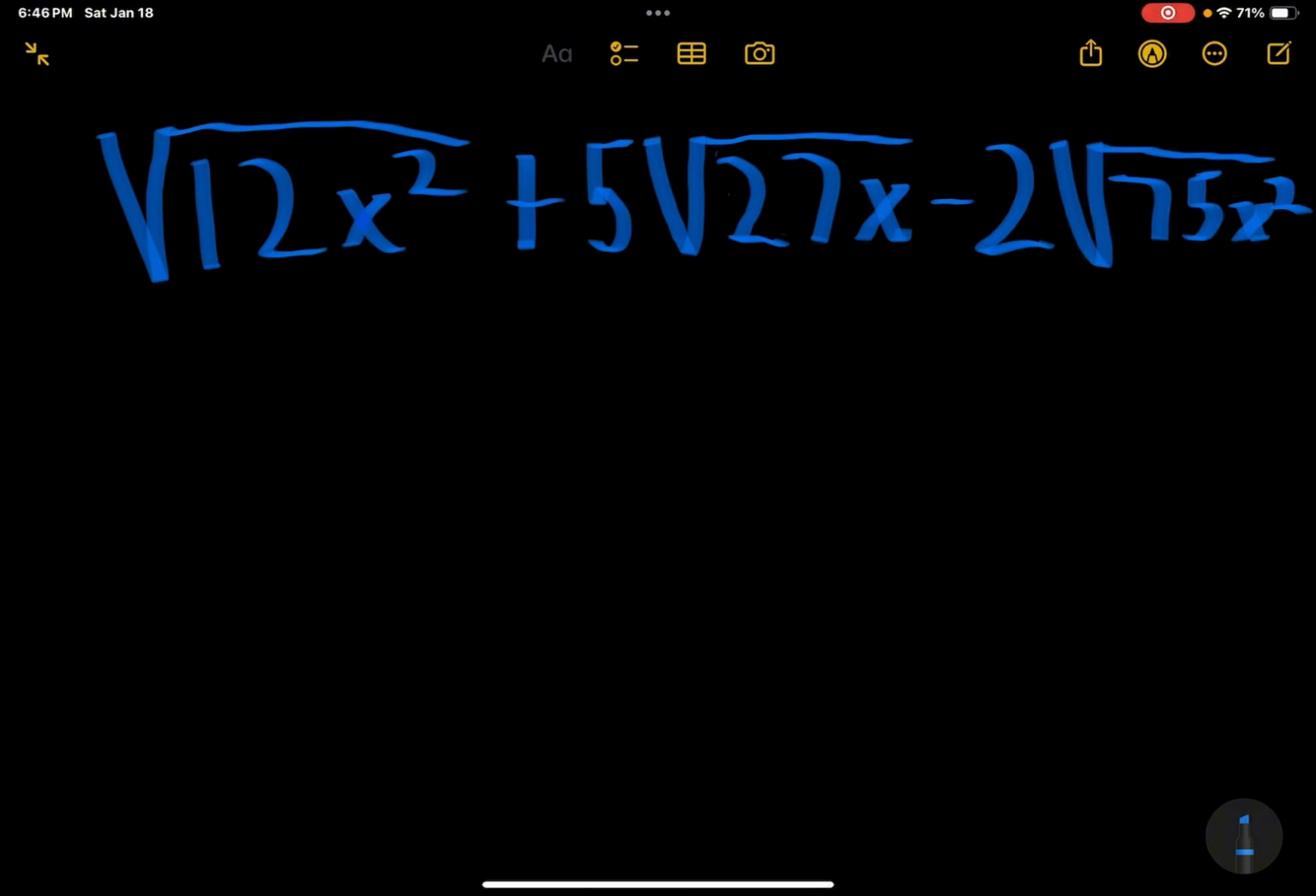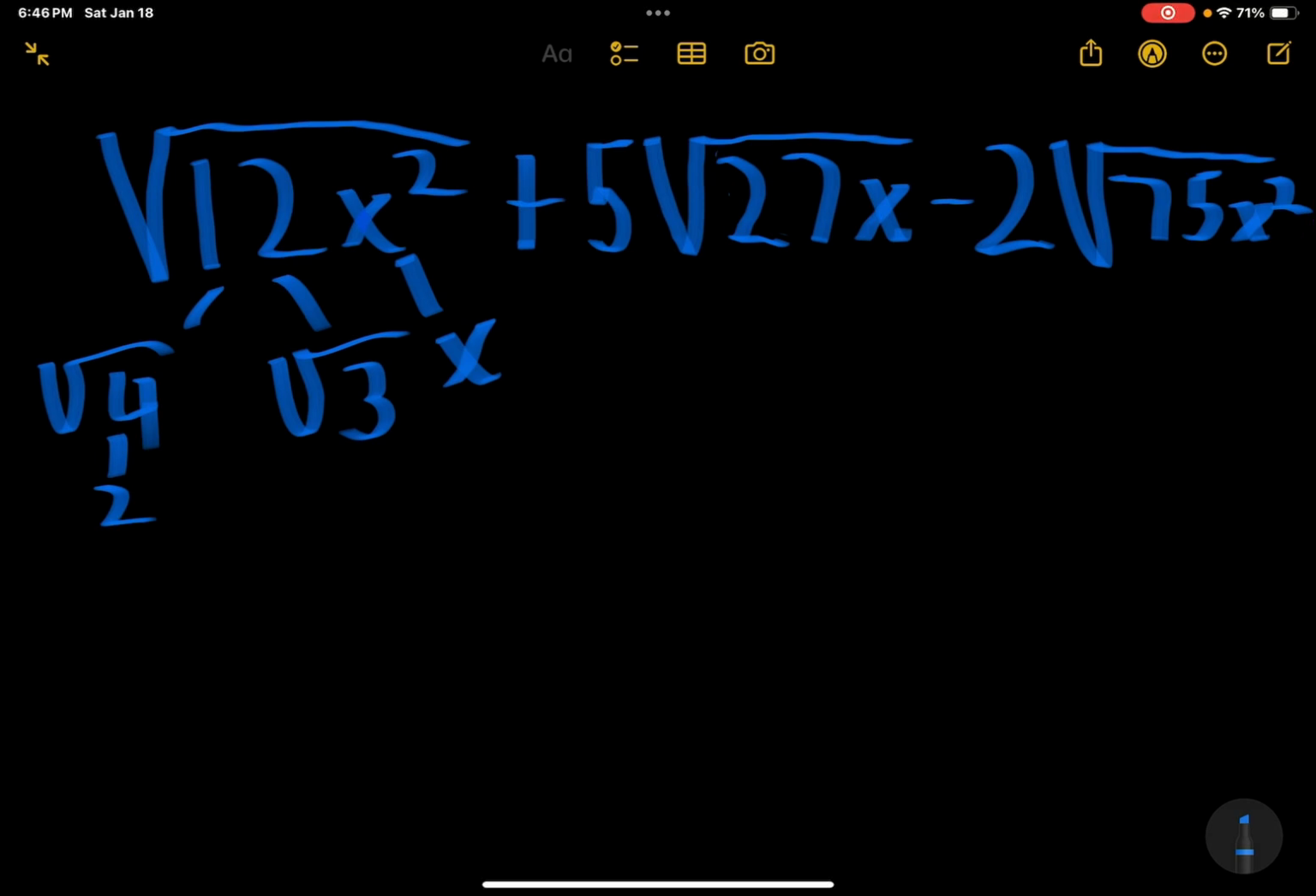All right, so we got square root 12x squared plus 5 square root 27x minus 2 square root 75x squared. We're going to start off simplifying all the radicals. So we got 4 square root 3, because 4 times 3 is 12. So we got square root 4 times square root 3. And then square root 4 is 2. And then x squared, we know x times x equals x squared. So this comes out as x. So we got 2x square root 3.